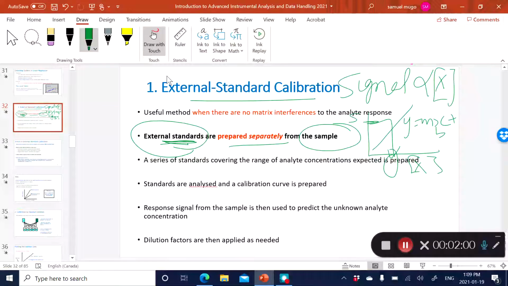And so one huge disadvantage of the external calibration method is that it does not account for matrices that are present in the sample, because the standards are pure. They've been run separately from the sample. So you made an assumption that the instrument is gonna respond in the same way to the standard as well as to the sample, which is not completely true, because we know the sample has got matrices, and matrices can interfere with the analyte detection.